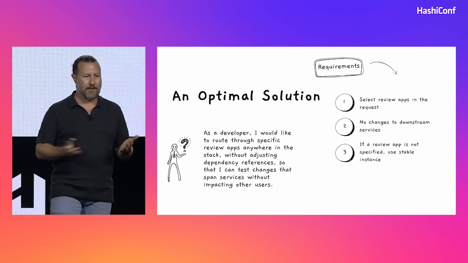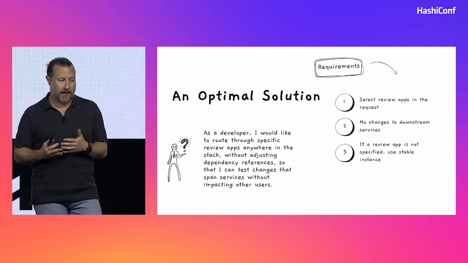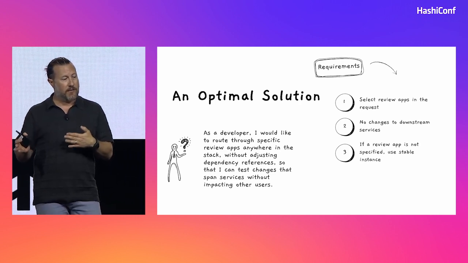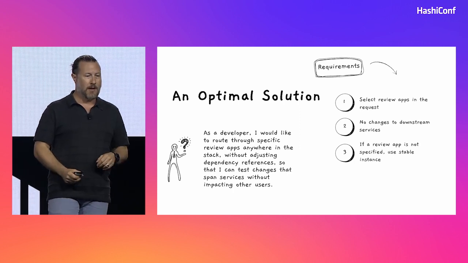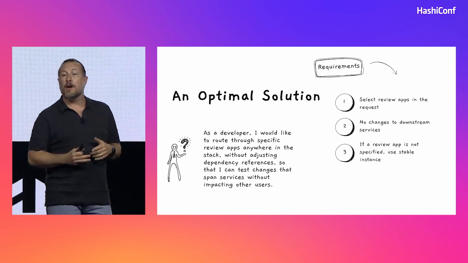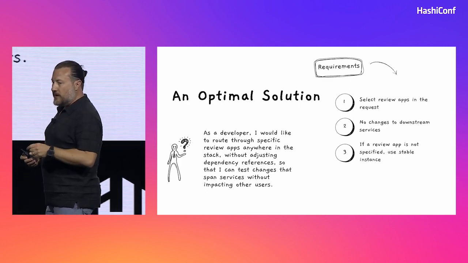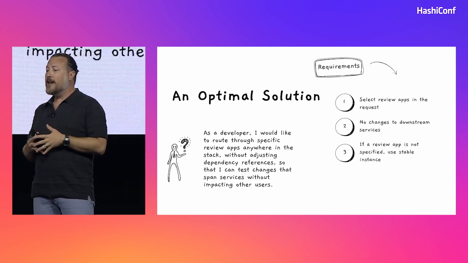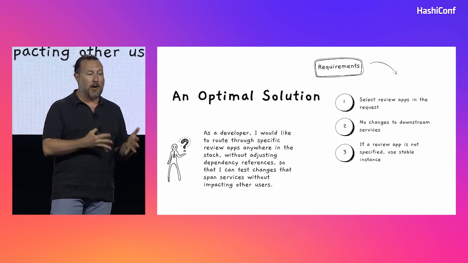Now we have a user story. As a developer, I would like to route through specific review apps anywhere in the stack without adjusting dependency references so that I can test changes that span several services without impacting other users. We can build a list of requirements for our solution. 1, we should be able to select review apps by decorating a request so users don't need to configure anything else. 2, no changes should be required to downstream services to route to review apps. And 3, anywhere we don't request a review app, we should automatically use the stable version.